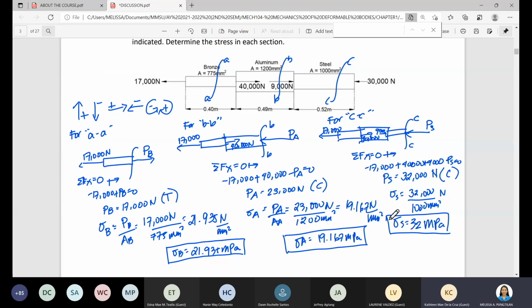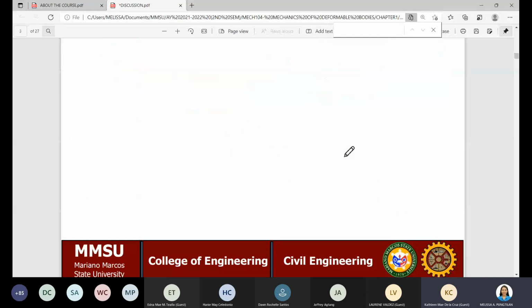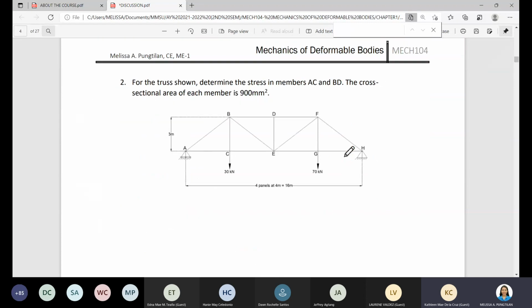Okay, so meron pang tanong. Mukhang wala na. Pwede na tayo sa example number 2.